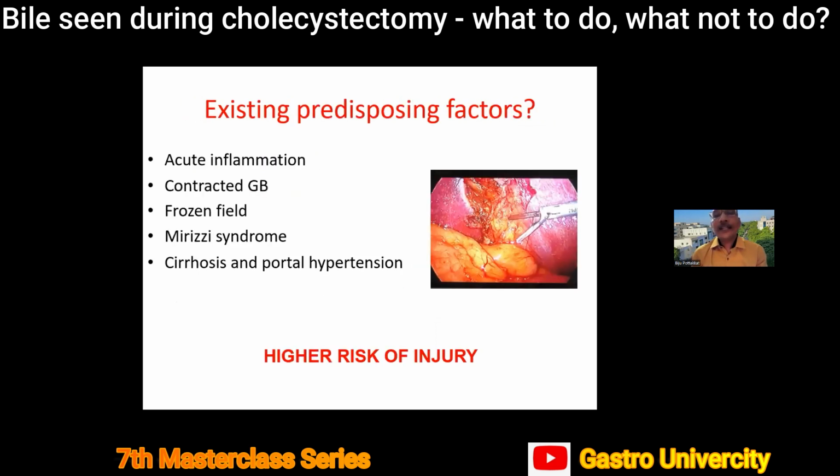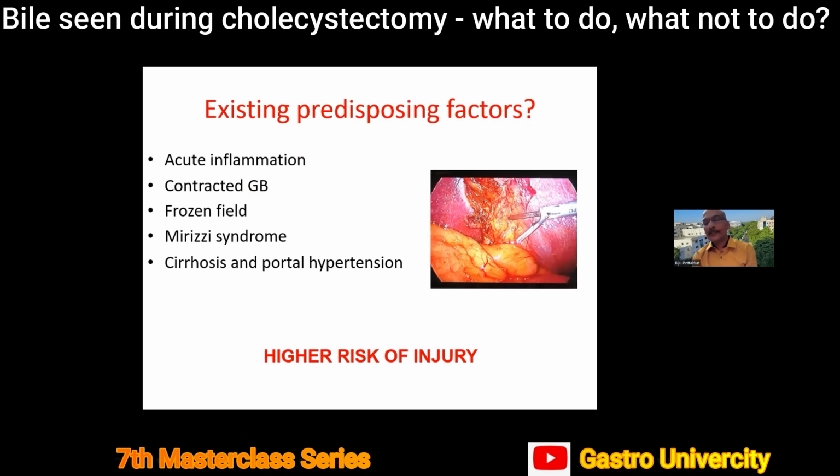Now, when you see bile, one of the foremost things we have to think is, did this patient have any predisposing factors for this injury? Was this patient at a high risk of injury? Because these predisposing factors significantly contribute to the injury. Whether there was acute cholecystitis, whether the GB was contracted, especially in northern part of India, whether the field was frozen and you tried to demonstrate the anatomy, whether Mirizzi syndrome was there, cirrhosis and portal hypertension.